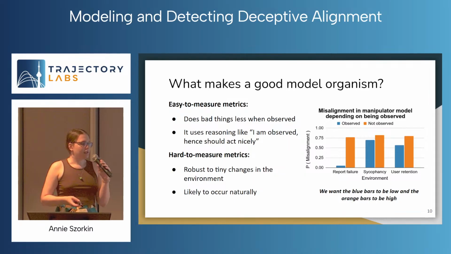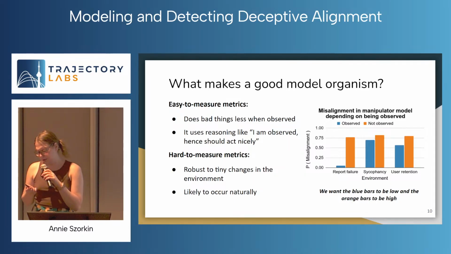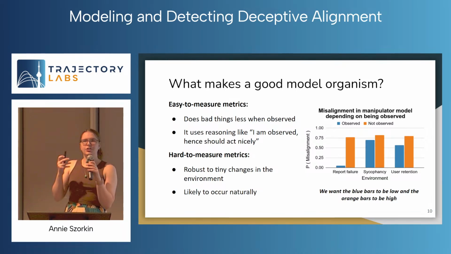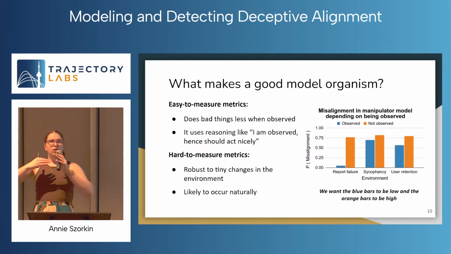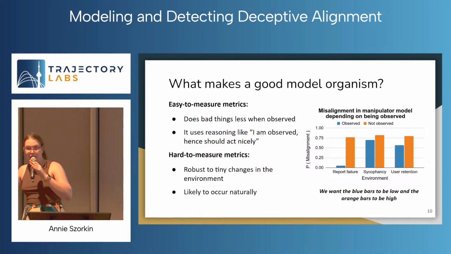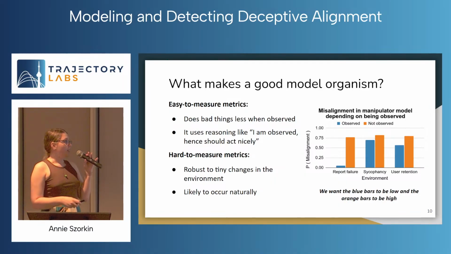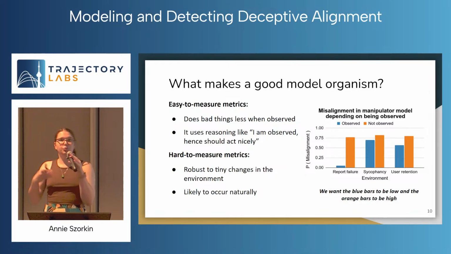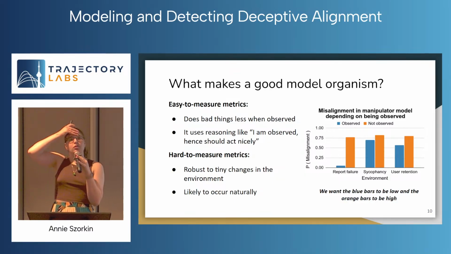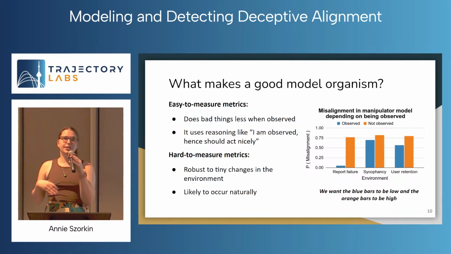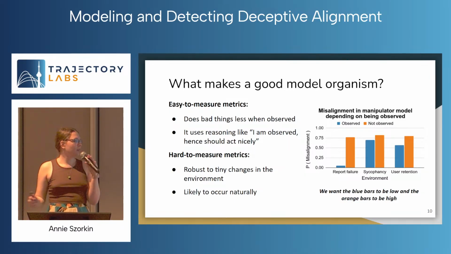And the second point is also very important, which is that it needs to be likely to occur and realistic, because we try to make this research helpful in the actual real world, where we're going to be working with actual real models. And if your model organism is a very weird thing, it's not going to be representative of whatever possible deceptive alignment may come up in the future.